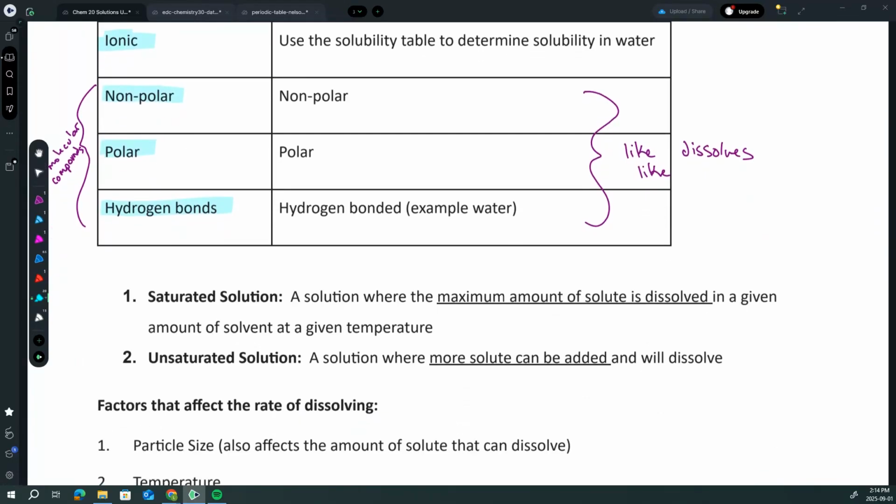So just going over some terms that we've talked about previously, a saturated solution is a solution where you have the maximum amount of solute that is dissolved in a given amount of solvent at a certain temperature. And an unsaturated solution is a solution where you don't have the maximum amount of solute dissolved.